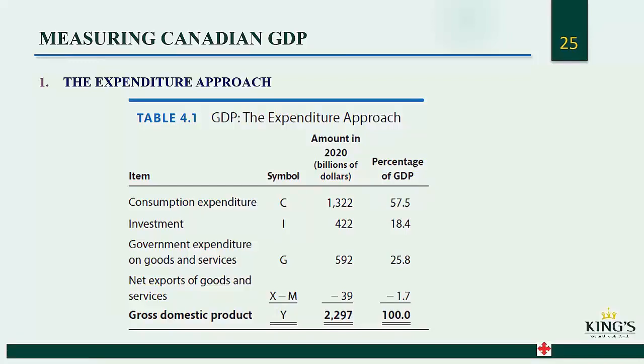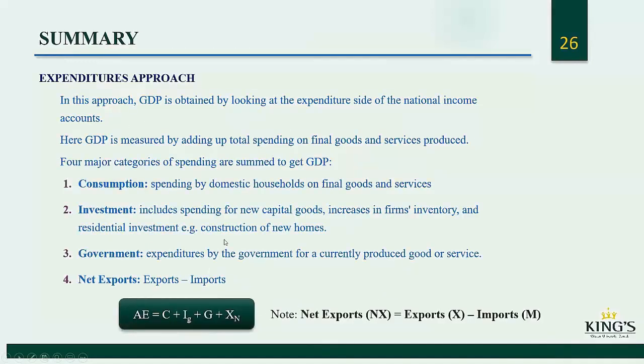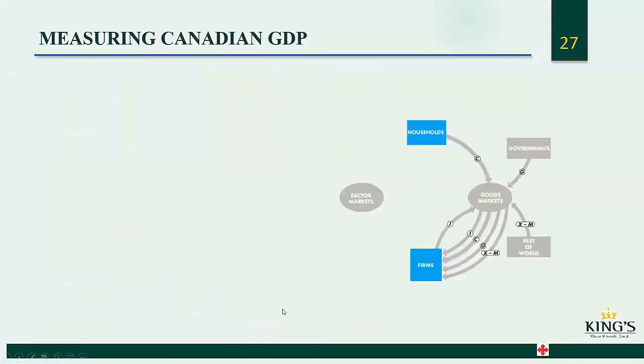And the difference between exports and imports is actually negative here. So this means that we bought more from the rest of the world than we sold to the rest of the world. So this is negative. And when we add all these up, our estimate of gross domestic product would be 2,297. Okay, so this is just a summary for you to have for when you're studying. This nicely summarized what we just talked about. Now on to the income approach.